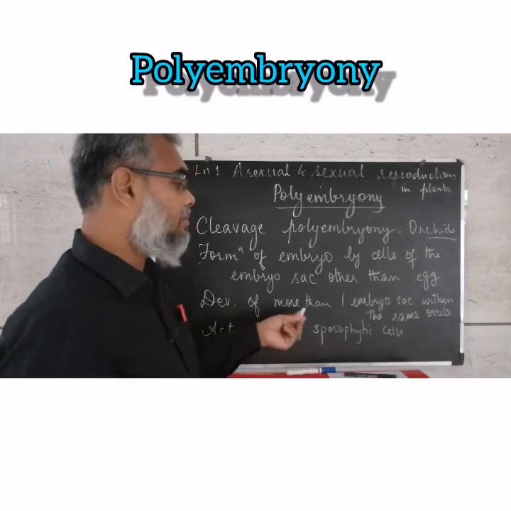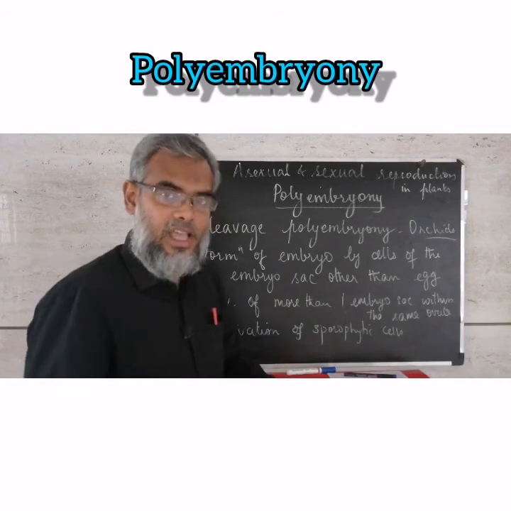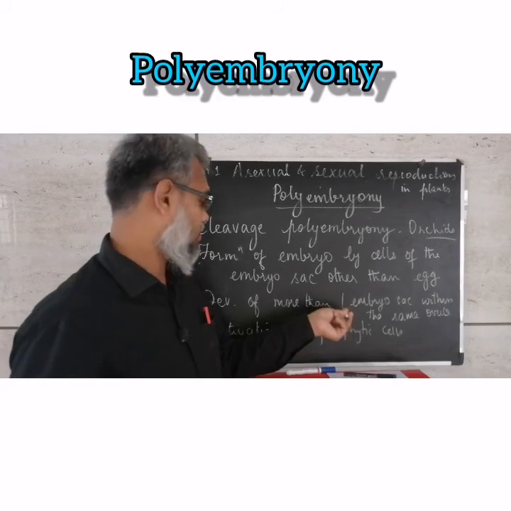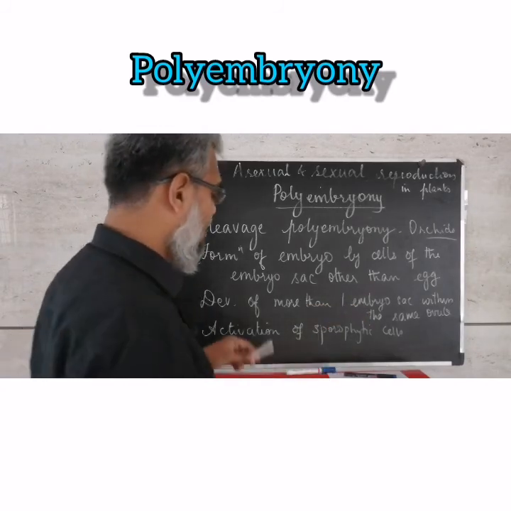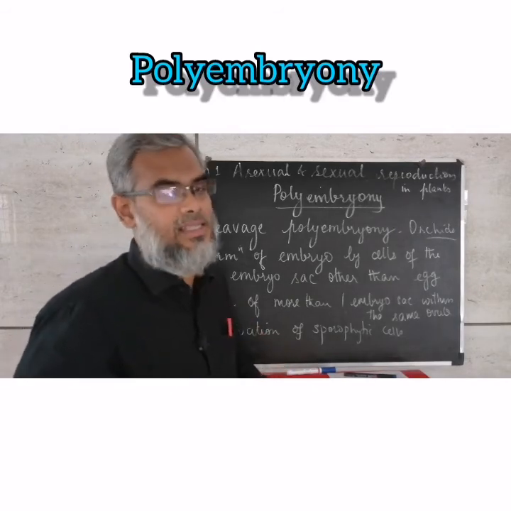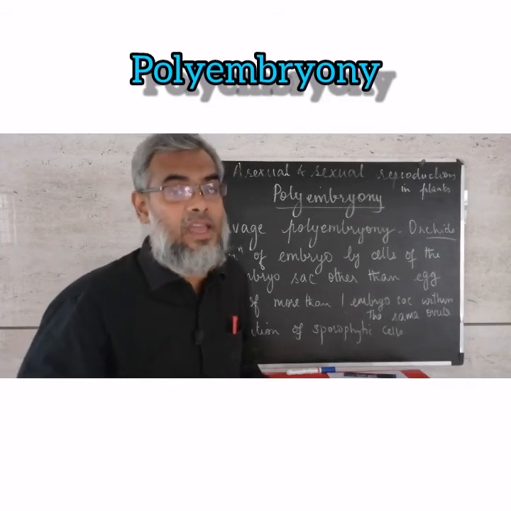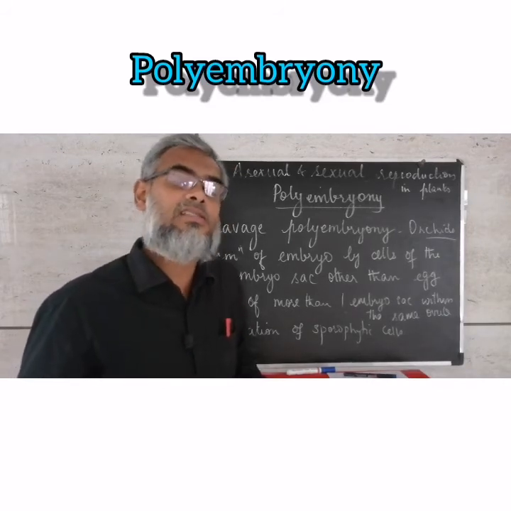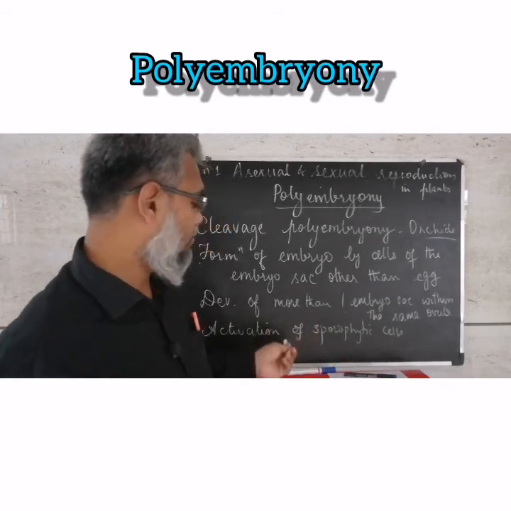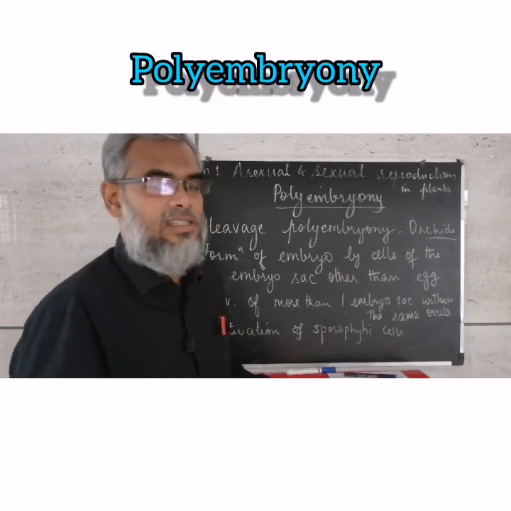Then the third one is development of more than one embryo sac within the same ovule. In the same ovule, more than one embryo sac is formed. That is general; in Casuarina, it occurs. Finally, activation of sporophytic cells, which means a new embryo arises from these sporophytic cells. If they develop, then it is the fourth type, activation of sporophytic cells. In citrus, we can see such a type.